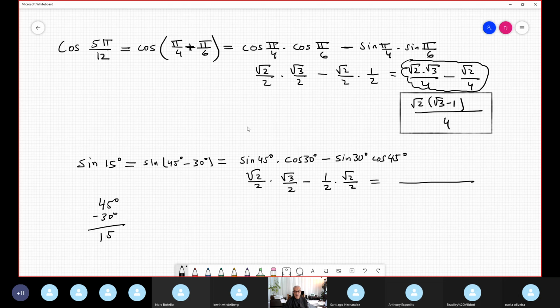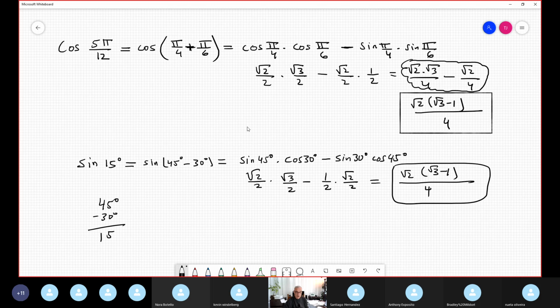Same manipulation. The common denominator is 4. Radical 2 is factored out. Radical 3 minus 1. Wow, unbelievable. Look, this answer and the previous answer are the same. It's the same. And does it make sense or not? 15, the last one.